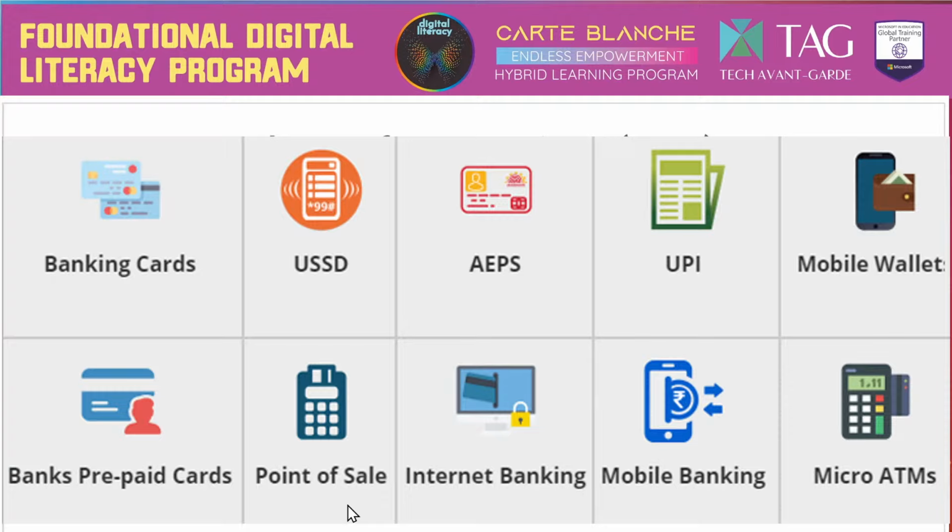Then point of sale machines, which you have normally seen in schools, hotels, everywhere. They have a POS machine where the person doesn't have to go to the ATM to use the card. They just insert the card in the machine and the transaction takes place. Internet banking, mobile banking, micro ATMs, these are many things. So it is revolutionizing, right?